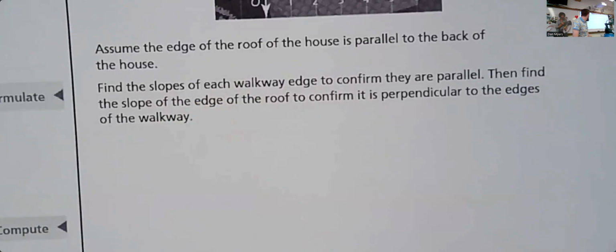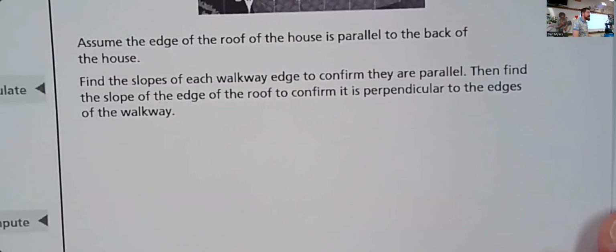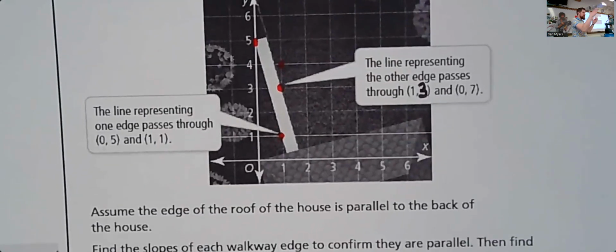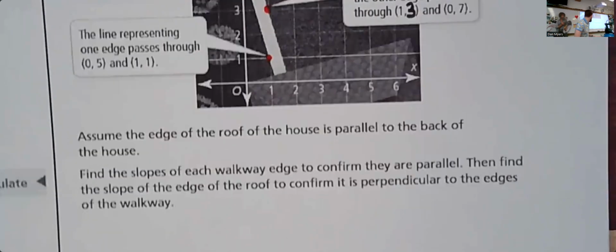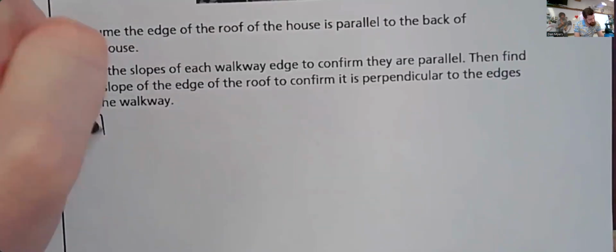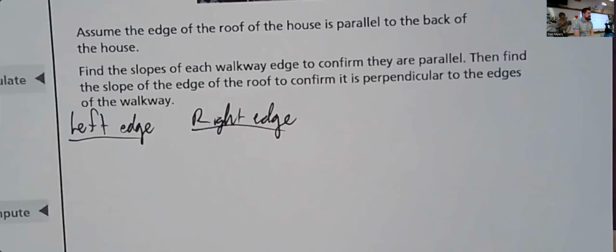So first thing we want to verify is that the slopes of each edge of the walkway are parallel. Because if you're making a walkway, you don't want the sides of the walkway to be moving around and maybe crossing each other at some point. They need to be parallel to each other. So we're going to start with that. And then we'll determine if something's perpendicular or not. So first, let's just find the slope of each edge of the walkway. So we'll say left edge. And we'll say right edge. So the left edge of the walkway and the right edge of the walkway.